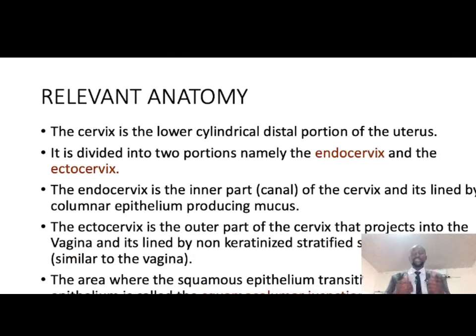And why is this important? As we're going to see very soon, these are going to be very important landmarks that we'll use to know where the cervical cancer is coming from. So that is the squamocolumnar junction. Just to show you a picture of what I'm talking about.